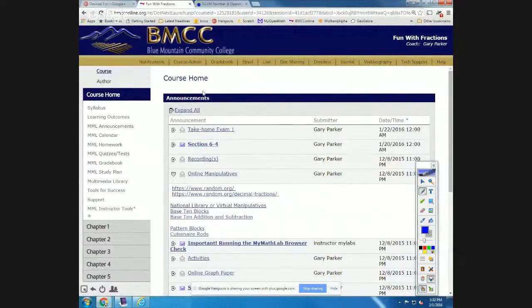So on our announcements page, on our home page, I have an online manipulatives. And there's a National Library of virtual manipulatives. It runs on Java, and sometimes Java can be fussy in different browsers. So a few minutes ago, I couldn't get it to run in Chrome, I couldn't get it to run in Firefox, but finally Internet Explorer ran it. So that can be a pain in the butt.